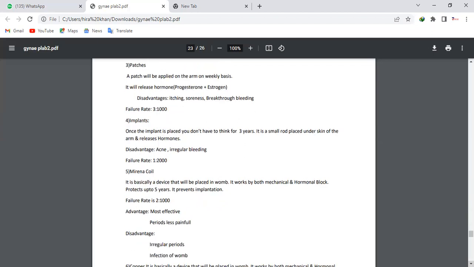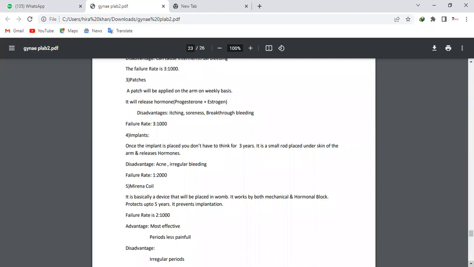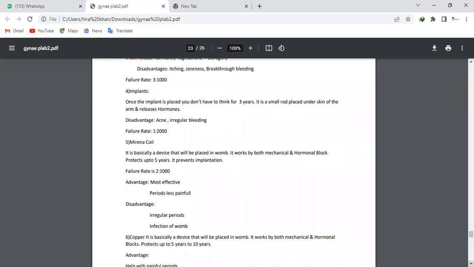The advantage is periods become less painful, but the disadvantages are it can cause irregular bleeding and periods, and by having a device in the womb, there is a risk of getting infection of the womb as well. Okay, so what do you think about that?